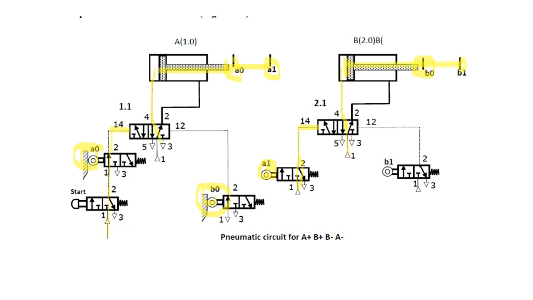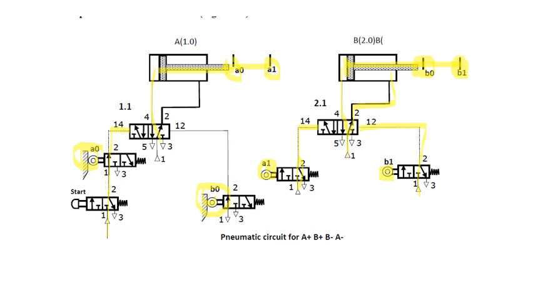It will hit the B1 limit switch. B1 is connected with the same memory valve, and that will generate one more signal to the pilot operated valve, which needs to supply air to the rod end of the same cylinder. Then cylinder B will retract back.